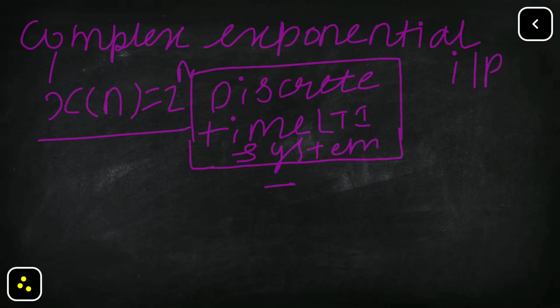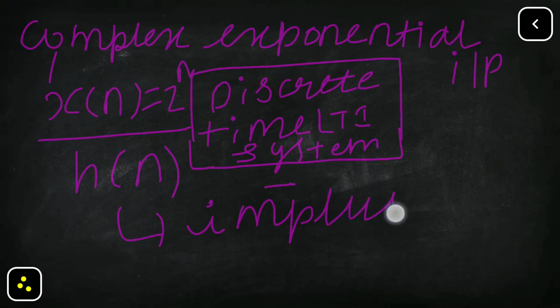It also comes along with the impulse response h of n. So when you start writing the derivation you have to write: let us consider a complex exponential input, that is x of n is equal to z to the power of n, to a discrete time LTI system with h of n. H of n is what is called my impulse response, right? So you are going to apply it to this.